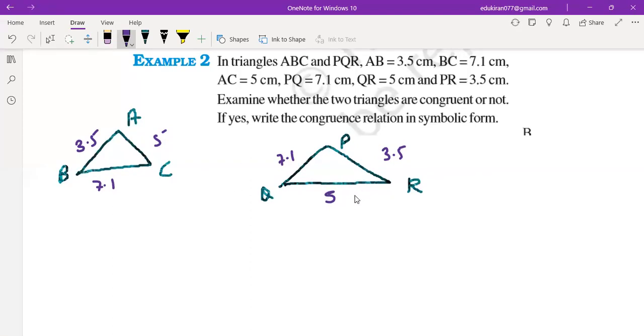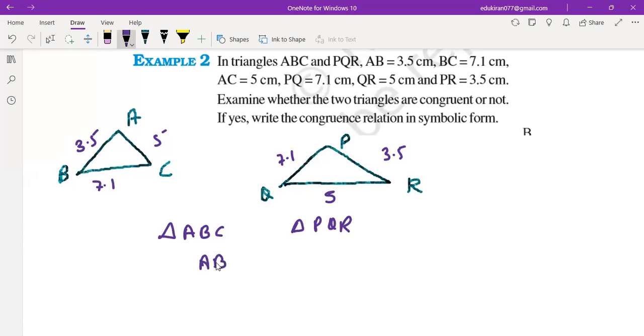Can you repeat the question again? See, over here, if you compare this AB and this PQ, they are not equal, right? This is 3.5, this is 7.1, right? So when you are writing it, how will you write it? Triangle ABC and triangle PQR. So you will do it like this.